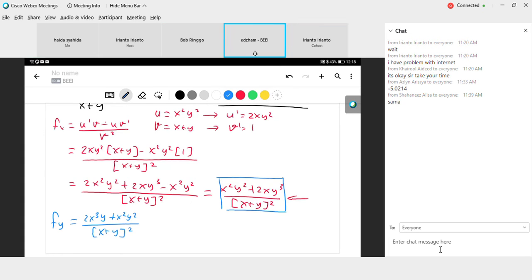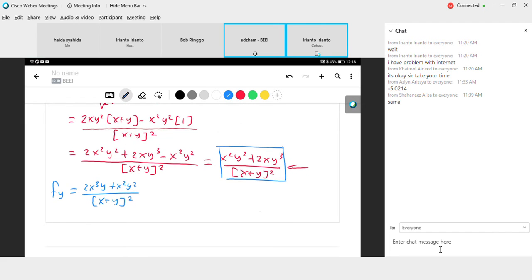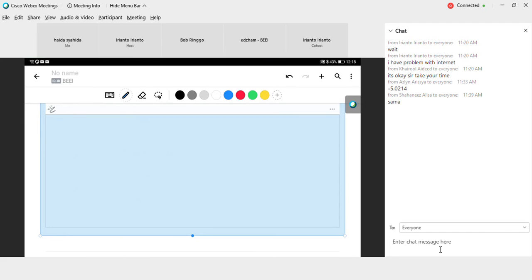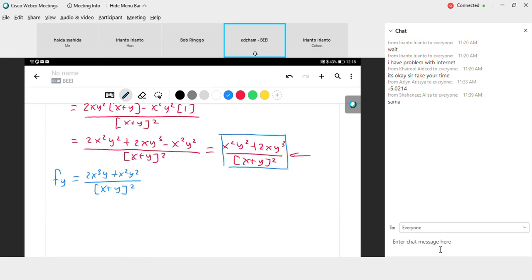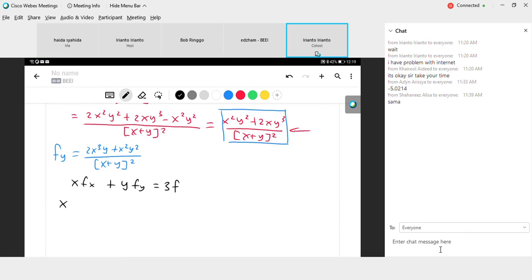Can you confirm this is the answer? Yes. Clear, guys. Okay. So now the question says we need to show that x fx plus y fy equals 3f. You just substitute x multiplied by fx.